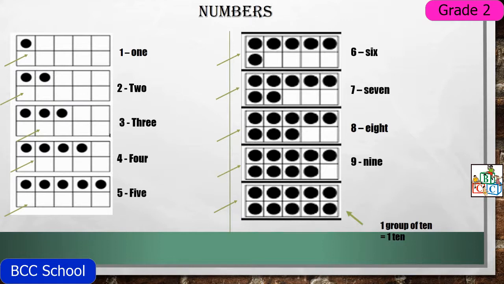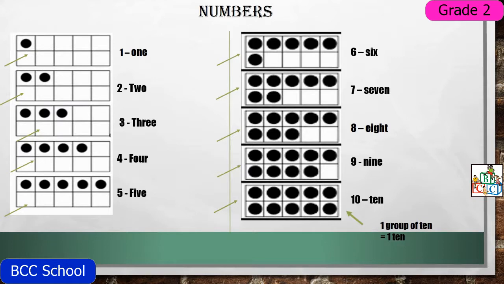That's why we call it the 10 frame. Now we have 10 dots. How many dots? 10. This represents 10. T-E-N, 10. Now, you should know how to write 1 to 10. Do you know how to write 1 to 10 by yourself? It's very important to know this by heart.